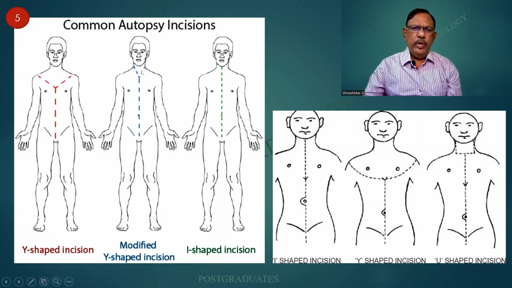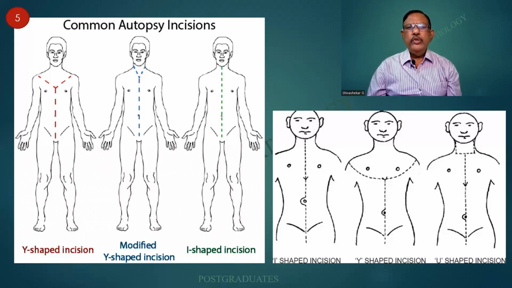There is another incision called a modified Y incision. Some books call them as U incision also. So it starts from behind the ear lobule and then across in the region of the sternum or manubrium sterni. It starts and then comes straight down, avoiding the umbilicus. This is a modified Y incision. This is the third and the conventional incision, the I-shaped incision, just a straight line from the symphysis menti to the symphysis pubis, circumventing the umbilicus. So these are three different things.